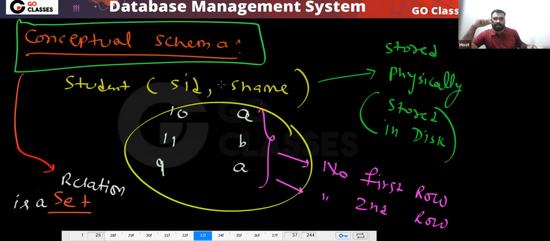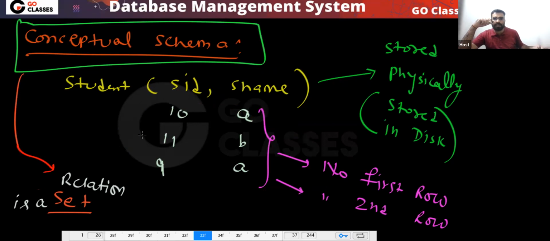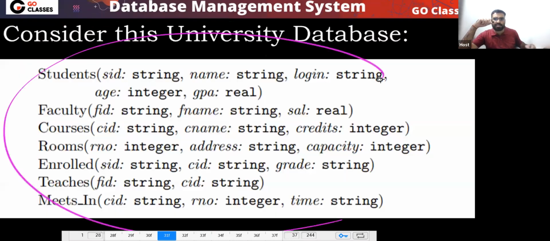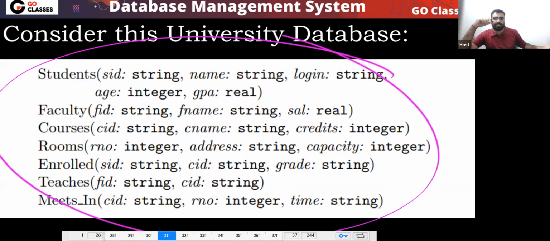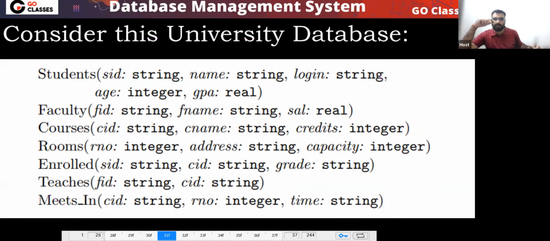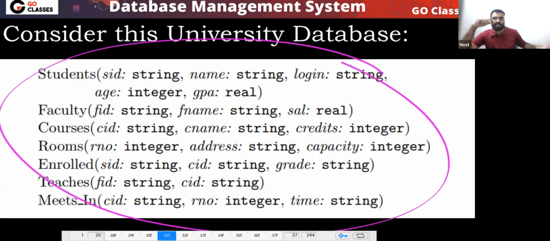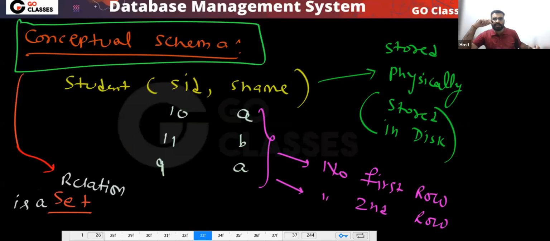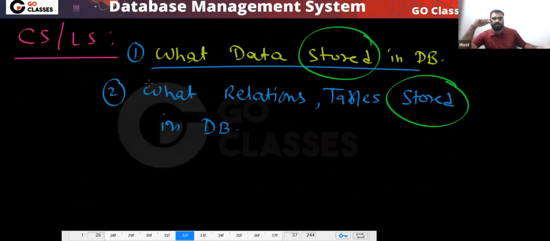This I have taken just for example, just to explain this example. This is your conceptual schema. Remember. Is this clear? This is your conceptual schema. The data will keep changing, but this is your conceptual schema. The conceptual schema is telling you what data we are storing in the database.